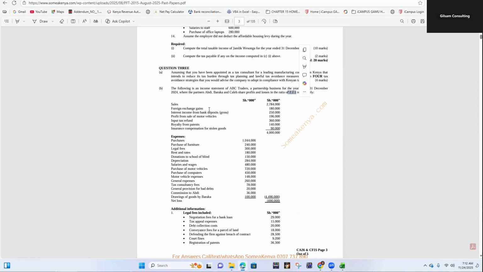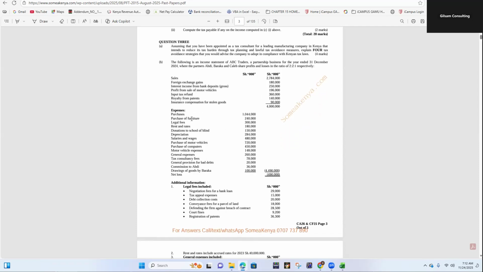So we have the sales, foreign exchange gain, interest income from the bank deposit gross, profit from the sales of motor vehicle, input tax refund, royalties from the patents, insurance compensation. You have the purchases, purchase of furniture, legal fee, rent, donation to the blind school, depreciation, salaries, purchase of motor vehicle, computers, motor vehicle expense, general expense, tax consultancy fee, general provision of bad debt.